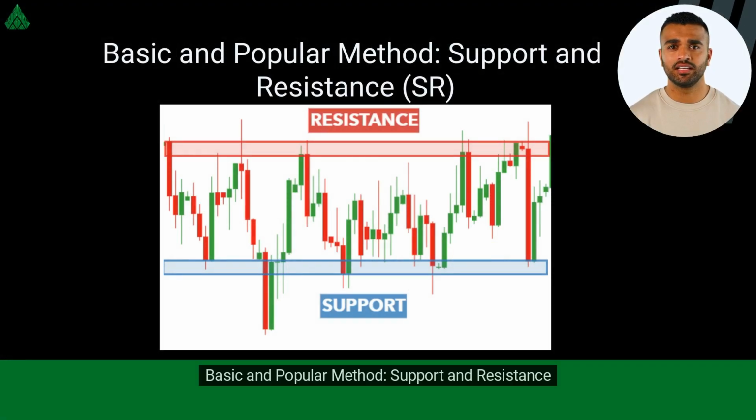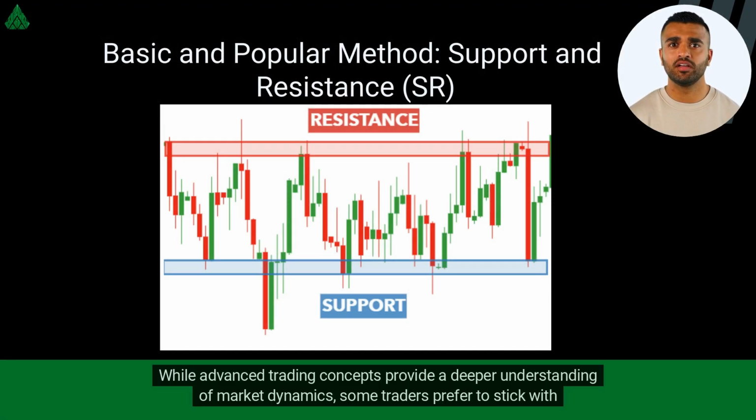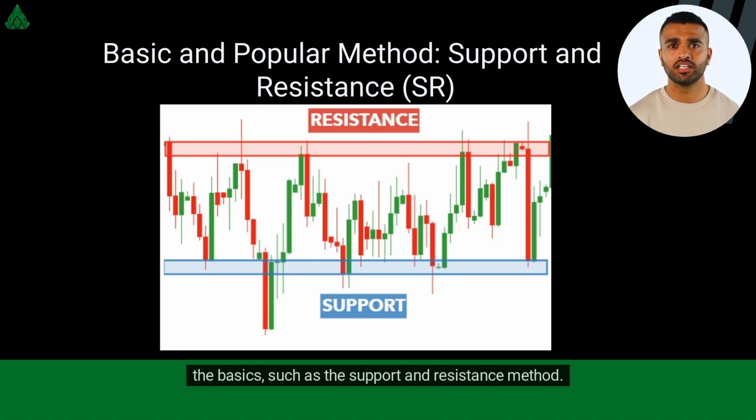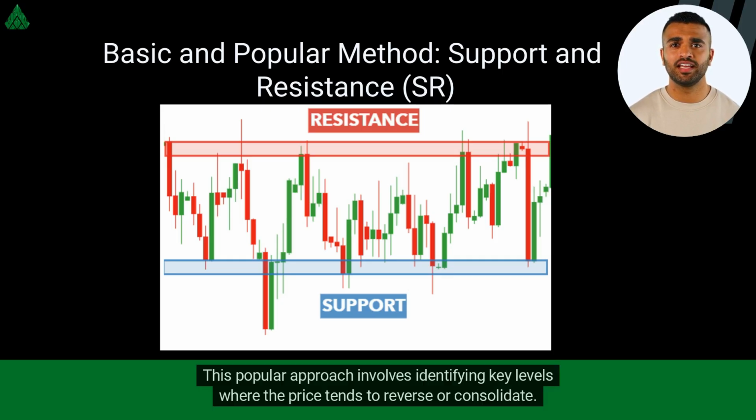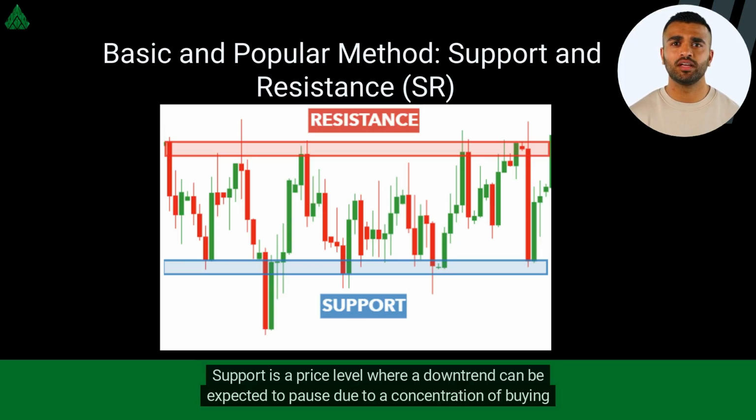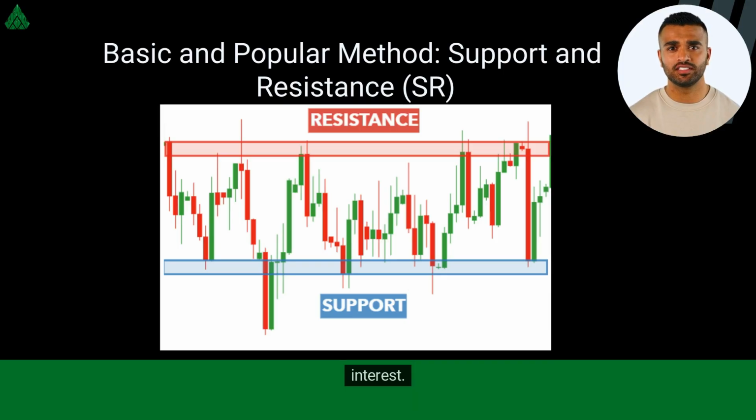Basic and popular method, support and resistance. While advanced trading concepts provide a deeper understanding of market dynamics, some traders prefer to stick with the basics, such as the support and resistance method. This popular approach involves identifying key levels where the price tends to reverse or consolidate. Support is a price level where a downtrend can be expected to pause due to a concentration of buying interest.